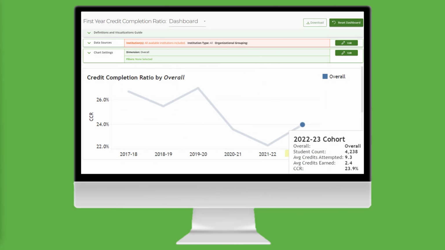Now the dashboard shows student cohorts who earned less than a 2.0 GPA in their first year of college. Reviewing the line chart, they see that the credit completion ratio has declined from 2017-18, with a slight rebound in 2022-23. For the most recent cohort, these students completed only 24% of the credits they attempted.